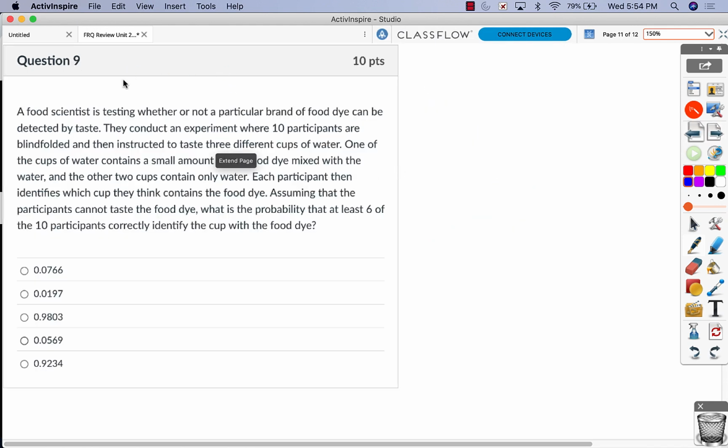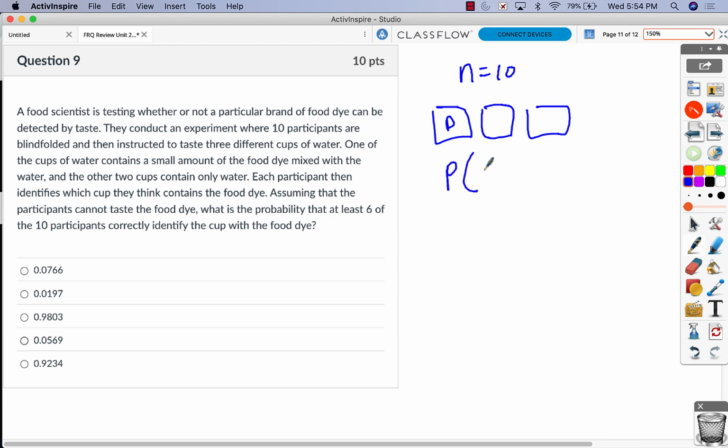Okay, this problem was a little tricky too, but this is another binomial. So we have 10 people that are going to do this thing. They're going to get blindfolded. They're going to test 3 cups of water. One of the cups will contain a dye, but they're not going to know. So now, what's the probability? They're going to drink from all three of them. What's the probability that they correctly identify it?